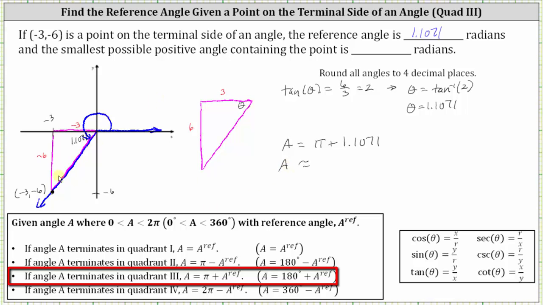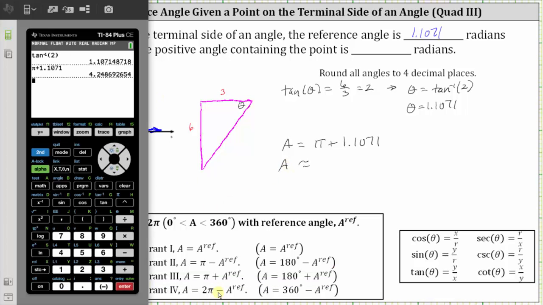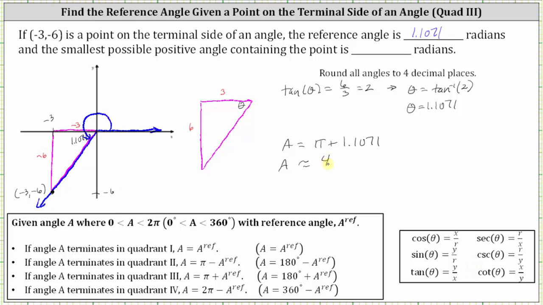Going back to the calculator, angle A is approximately 4.2487 radians, which is the smallest possible positive angle containing the given point.